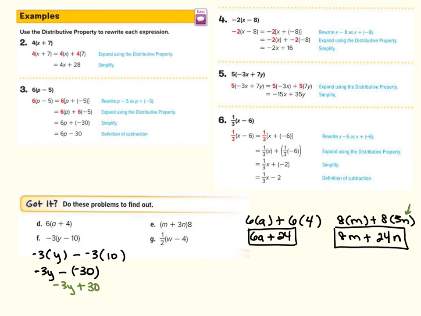Now G. So 1/2 is our factor. Set it up. In the first set of parentheses, we put a W. In the second set, we put a 4. So 1/2 W, you can't solve it, so just leave it as is, 1/2 times W. Minus 1/2 of 4. Well, 1/2 of 4 is 2. So our answer here is the simplified version of 1/2 W minus 2.